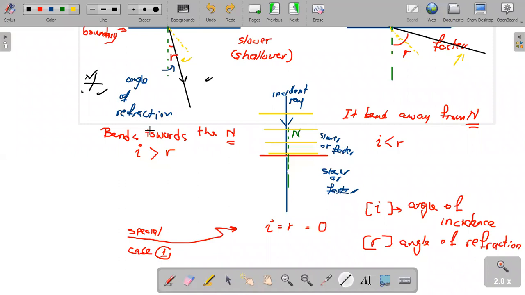The speed and the wavelength. The speed and the wavelength. Let's go to the next special case.